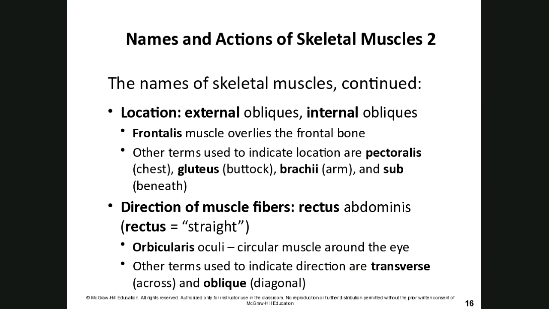They can also be named by the direction of the muscle fibers, so rectus abdominis or vastus rectus, where rectus means straight. Orbicularis oculi is a circular muscle around the eye. Orbicularis means kind of circular. Oculi is sort of eye. Other terms to indicate direction: transverse means across, oblique means diagonal. So you can see how these muscles are named and why we named them that way.